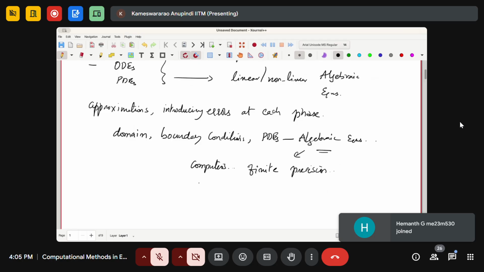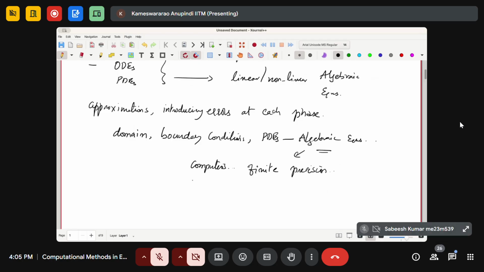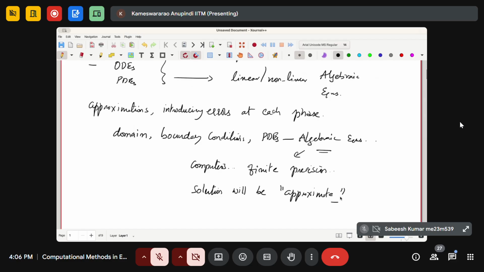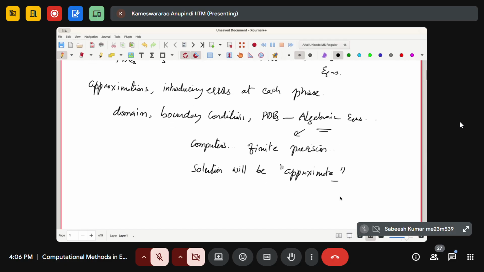So we are not only going to introduce errors, the solution we get is not exact. The solution we get will be only approximate in nature, because we are incurring all these errors, and also we are using finite precision computers to solve for this algebraic equation. Okay, that's what we should keep in mind.